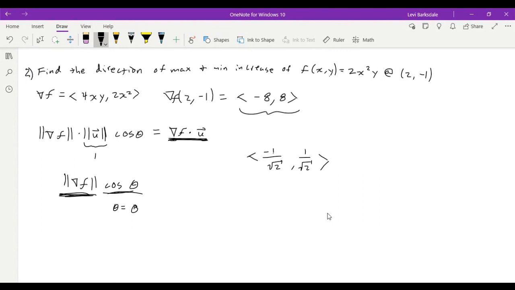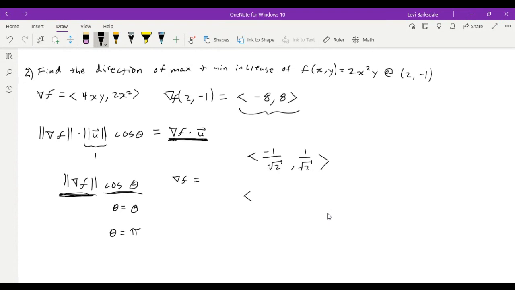Similarly, to find the direction of minimum increase or maximum decrease, we want to minimize the dot product. And to minimize the dot product, instead of having theta equal to 0, we have theta equal to pi, because that would make cosine equal to negative 1, which is cosine's minimum value. The gradient of f is a constant, so when cosine of theta is equal to negative 1, that minimizes our directional derivative. So when theta is equal to pi, then our gradient and direction vectors are pointing in opposite directions. Or in other words, the direction of minimum increase occurs when the gradient and direction vectors are in opposite directions.